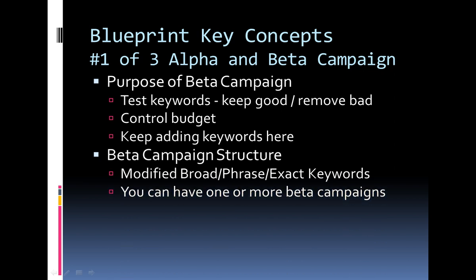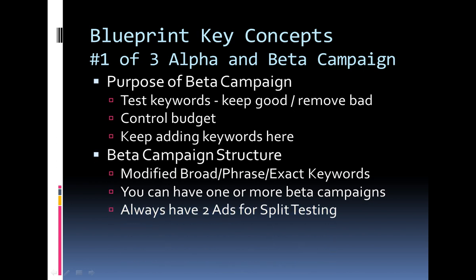You can also have multiple beta campaigns. Perhaps you want to dedicate a small budget for one of your services and allocate a larger budget for another one. So maybe for wedding photography, you want more budget on that, and then maybe for your newborn or baby photography, you want to allocate a smaller budget.